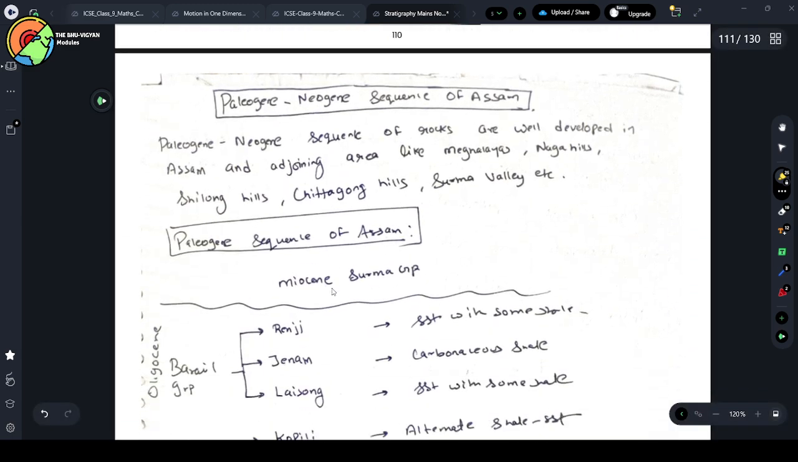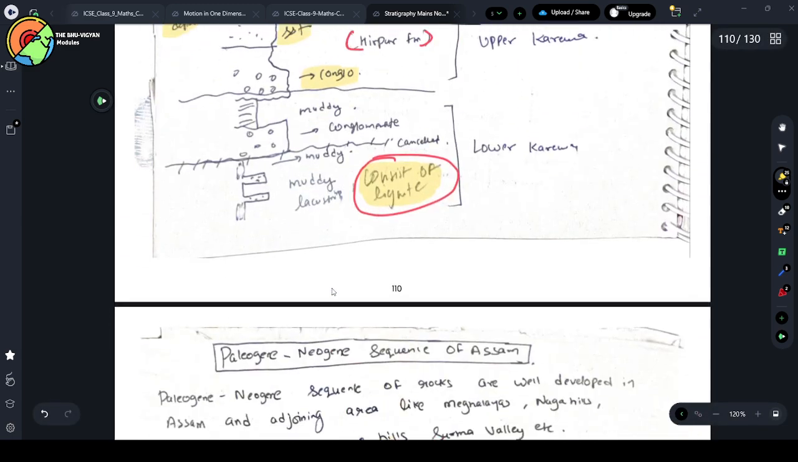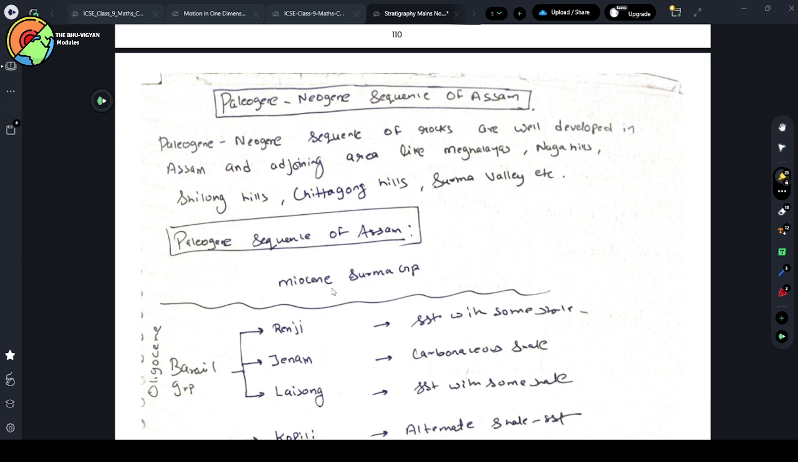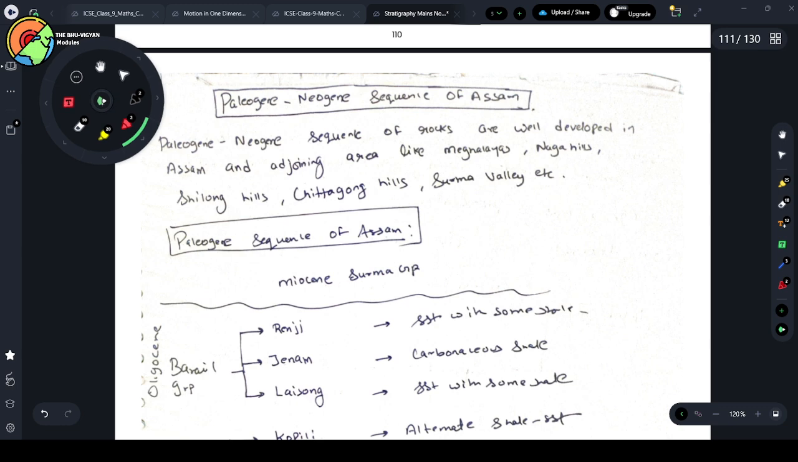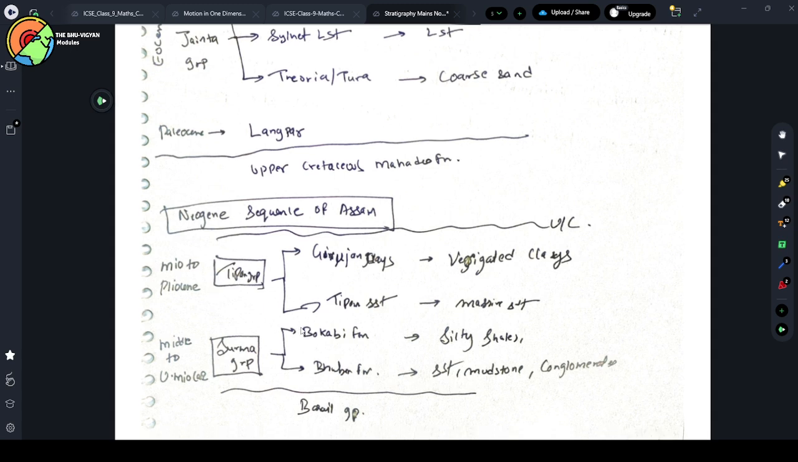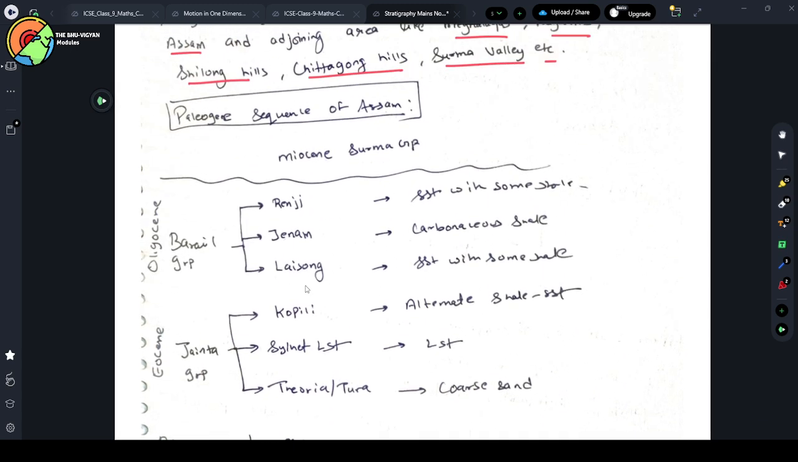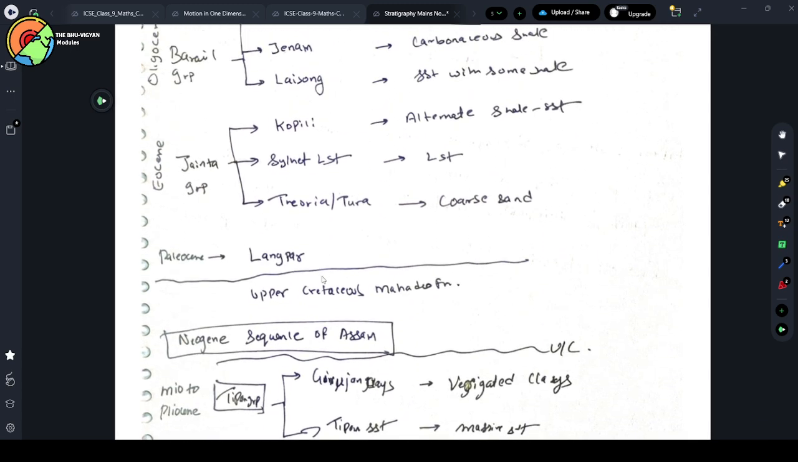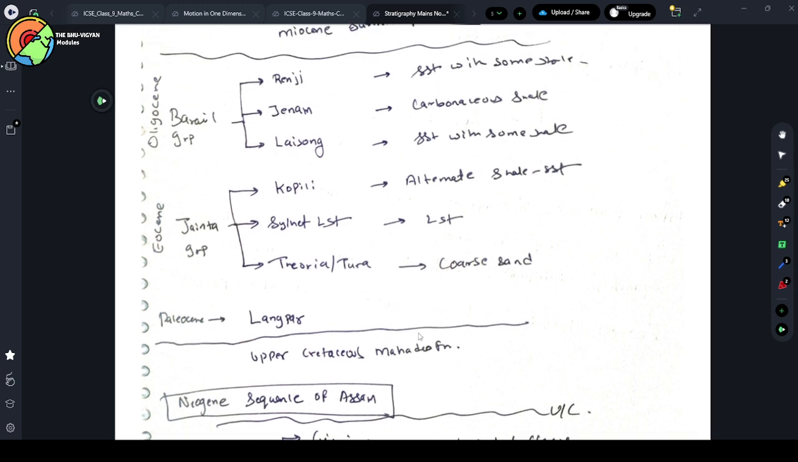Okay. Now this has completed the Himalayas. Now we will move to the Paleogene Neogene sequence of Assam. So Paleogene Neogene sequences of rock are well developed in Assam and adjoining areas like Meghalaya, Naga Hills, Shillong Hills, Chittagong Hills, Surma Valley, etc. So if we talk about the stratigraphy of it, this is the Paleogene sequence of Assam. Here we have the Upper Cretaceous Mahadeva formation. Above that we have Paleocene. In that we have Langpar formation.